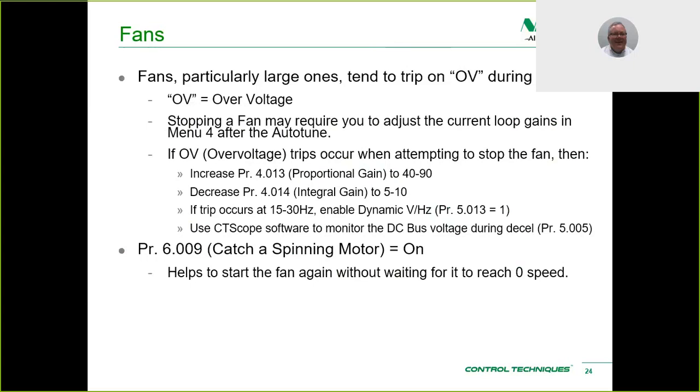And then finally, for a fan, you might want to turn on menu 6 parameter 9, which is catch a spinning motor. So again, using my example, as the fan is slowing down, it's a huge inertial mass, so it's just going to want to spin. Well, if I did not have catch a spinning motor enabled, I'd have to wait for it to come all the way to zero speed, zero frequency, before I could start it again.